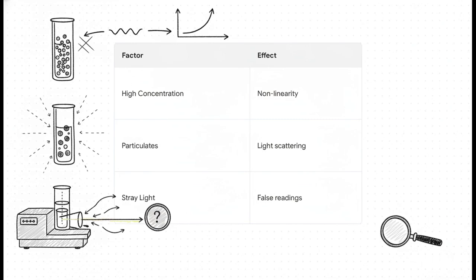There are definitely conditions where this beautiful linear relationship completely breaks down. For instance, if your sample is too concentrated, usually anything above 0.01 molar, the molecules get too packed together, and their electrostatic interactions start messing with the absorptivity. You also lose that linearity if you've got floating particulates causing light scattering, or if your light source isn't perfectly monochromatic. Plus, you always have to be on guard for stray light sneaking into the instrument. This is exactly why meticulous sample prep is an absolute must.